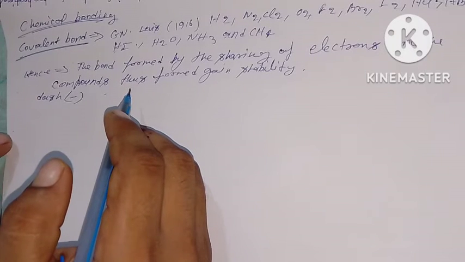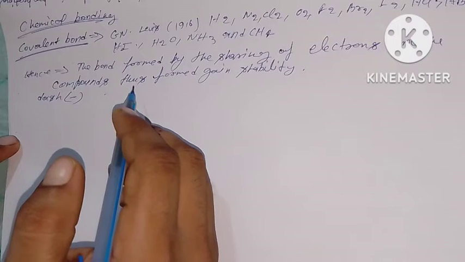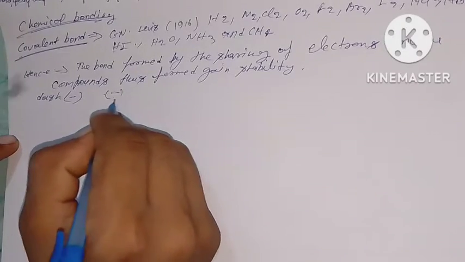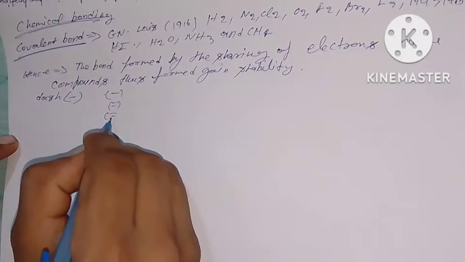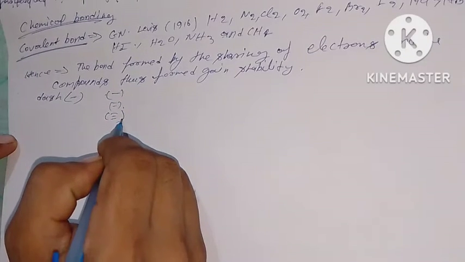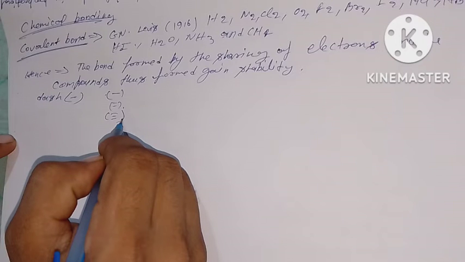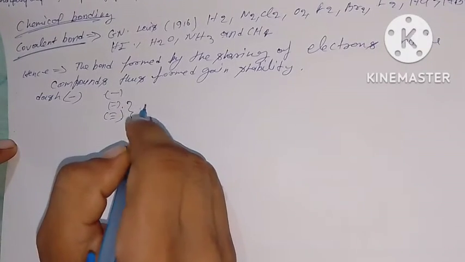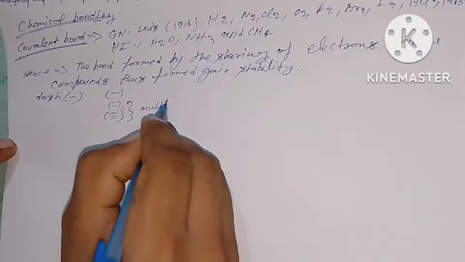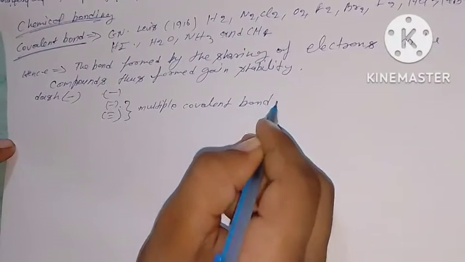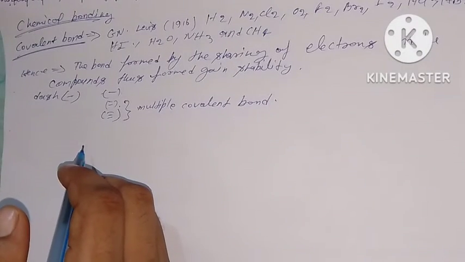A covalent bond may be a single covalent bond, double covalent bond, or triple covalent bond. There are three types of bond: single, double, and triple covalent bond. Double and triple covalent bonds are also known as multiple covalent bonds.